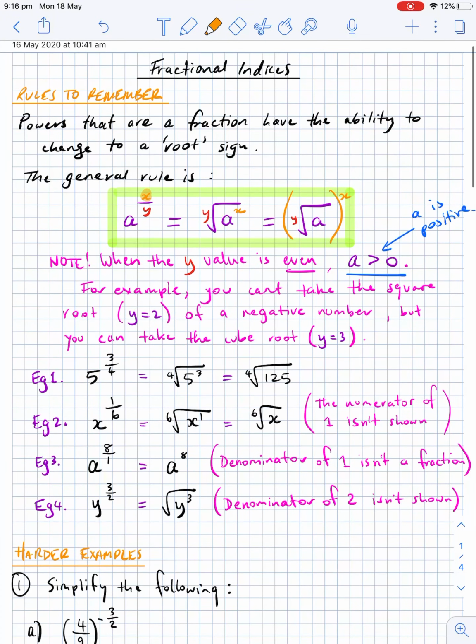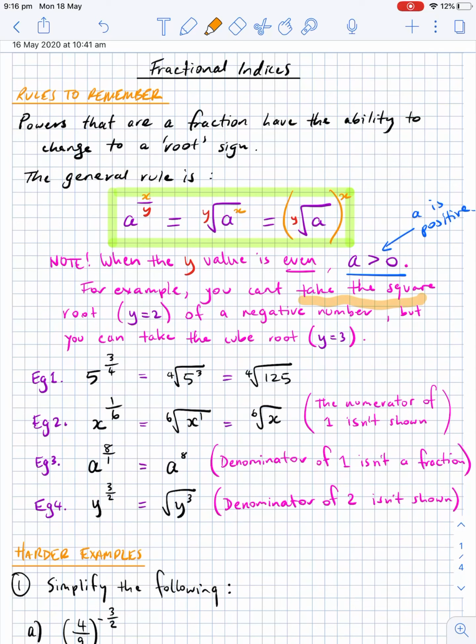Okay, so a big note is that when the y value is even, so when our denominator is an even value, the a or our base must be greater than 0. It must be positive. And the reason is that, for example, when the y is equal to 2, you can't take the square root of a negative number. It's just an error. You can't do it.